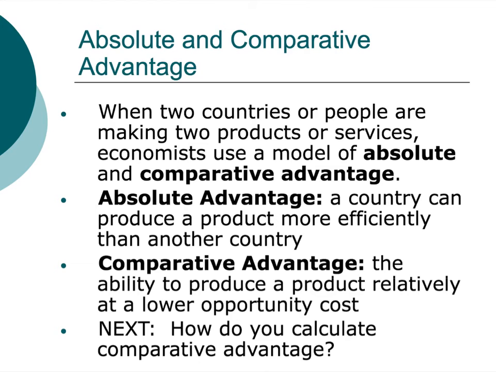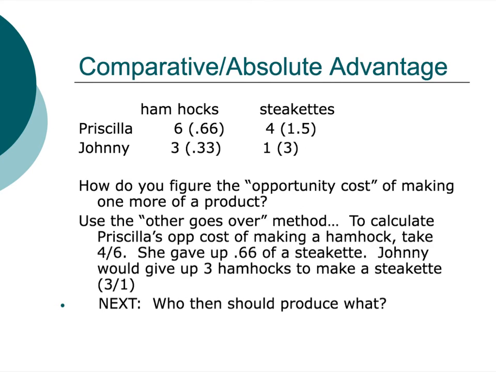So absolute and comparative advantage are different. Absolute advantage just looks at who's better at producing something, whereas comparative looks at and compares the opportunity cost of producing. So as we look at this problem as an output problem, we notice there's 2 people, Priscilla and Johnny, and they're producing 2 items, ham hocks and steakettes.